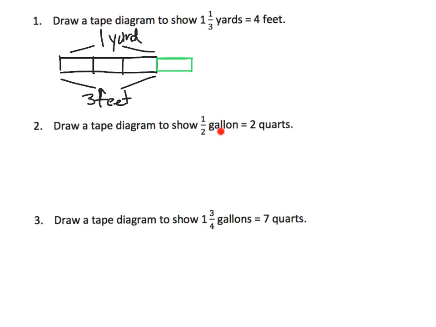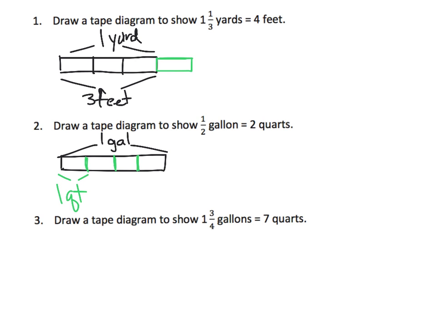Down here, draw a tape diagram to show that a half gallon is 2 quarts. Well, we're going to start by drawing a gallon. All right, there's 1 gallon. And we know that 1 gallon is really made up of 4 quarts. So there's our 4 quarts. Each one of these is 1 quart. So if we want a half a gallon, that's this much. That's the way that we're going to show that it's 2 quarts.